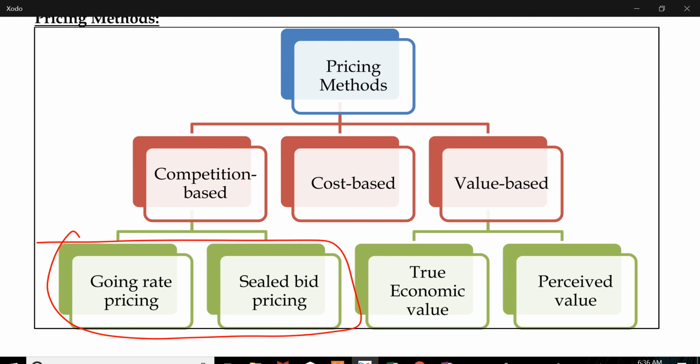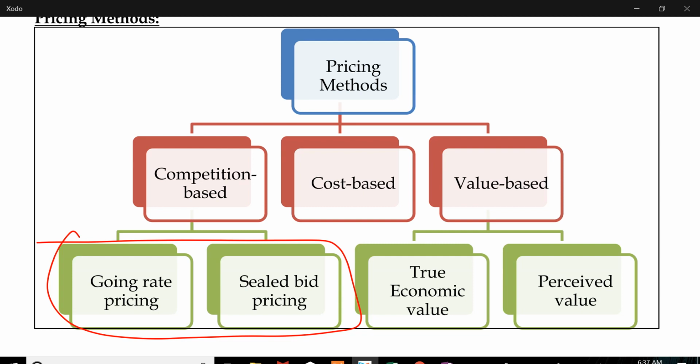Any idea what is sealed bid? Any idea, anything which comes to your mind when I say sealed bid pricing? Okay, what is your understanding of sealed bid? Price is quoted. Okay. So more or less whatever he has said.